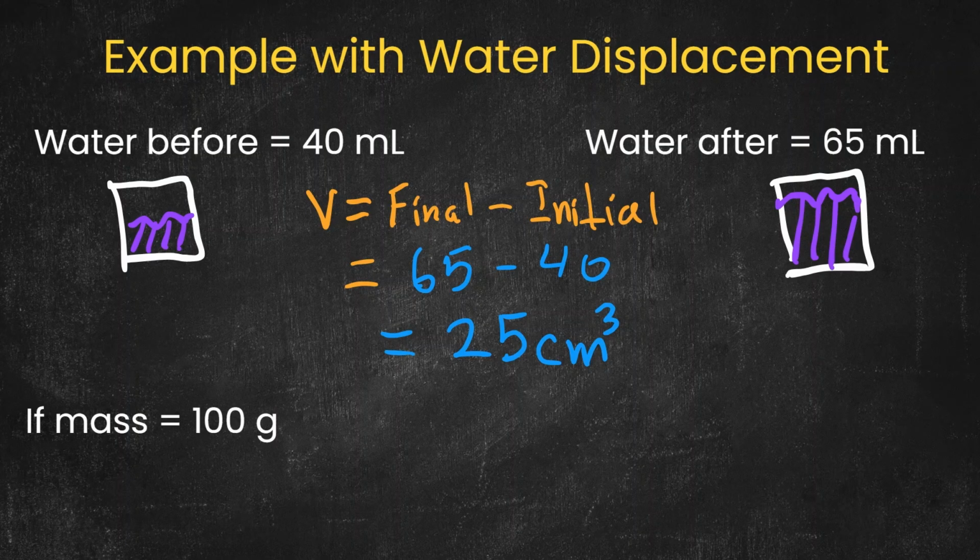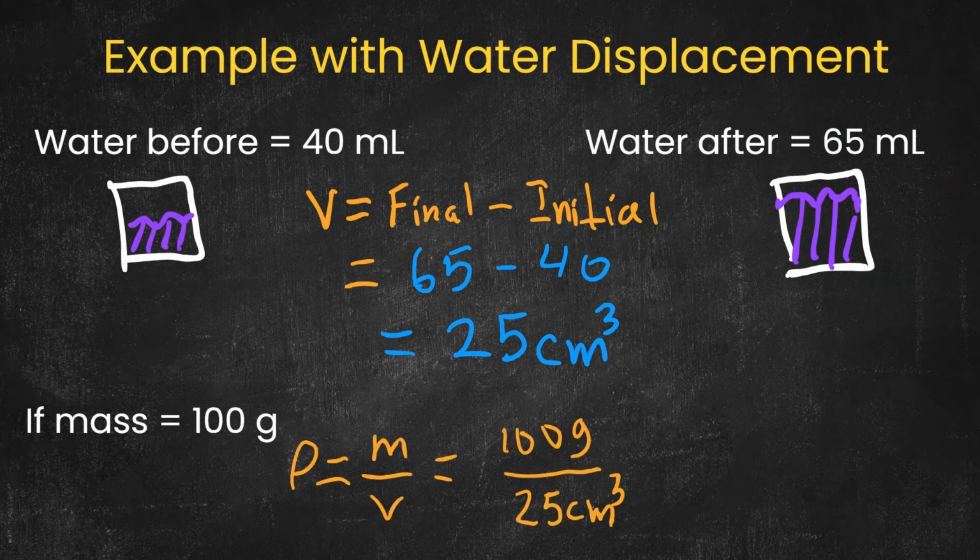And now let's say the mass of this object was 100 grams. Now if you notice, you have mass and you have volume. So you need to solve for density. So density, don't forget, the formula is mass over volume. You know the mass is 100 grams and you will divide it by 25 cubic centimeters. That should give you 4 grams per cubic centimeter. This is your final answer.